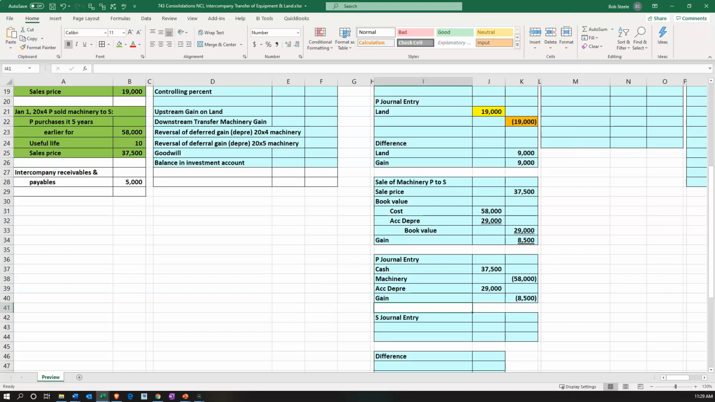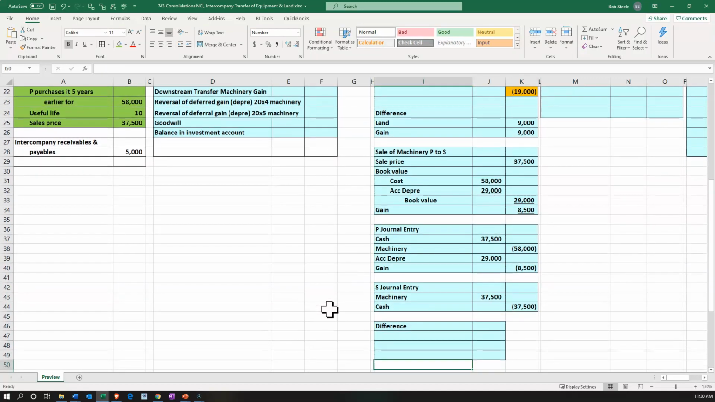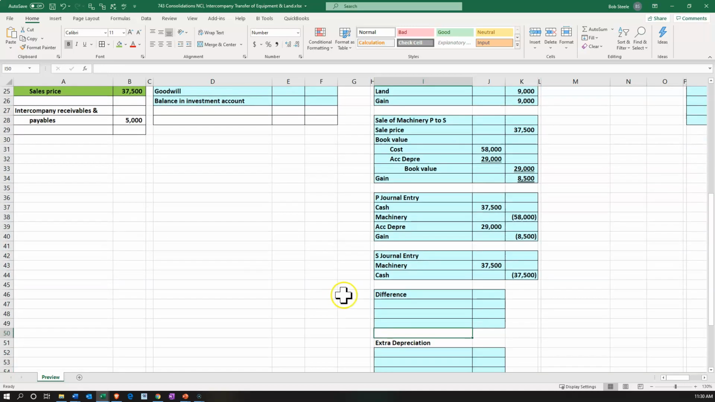Okay, and then we could say, well, what would happen on the other side of the books, on S's side of things? Well, S would have said, we got this piece of machinery here, and we paid $37,500 for it. So cash went out for the $37,500. That's what we put it on the books for, that $37,500. So with this transaction, these two would need to be netted out. We need to reverse them in essence.